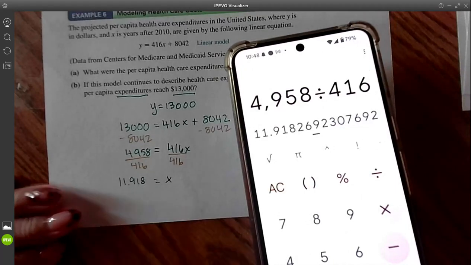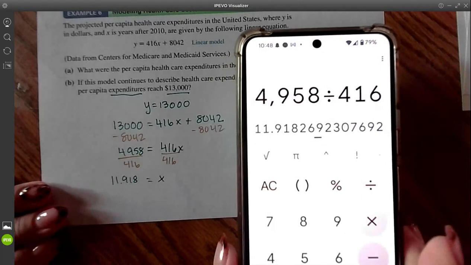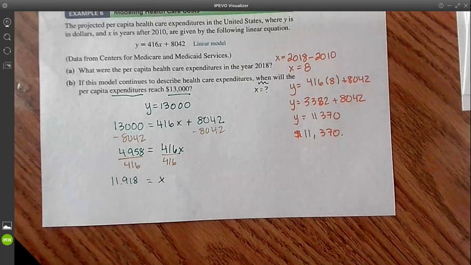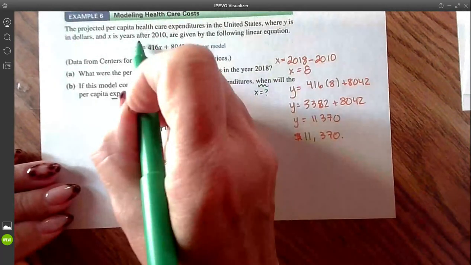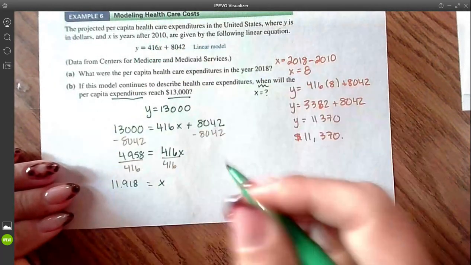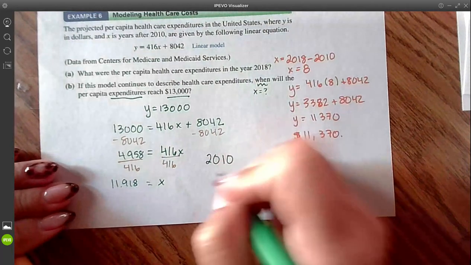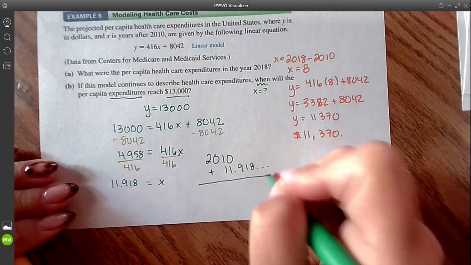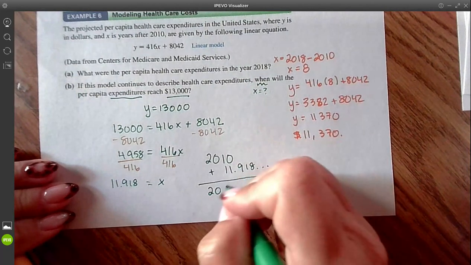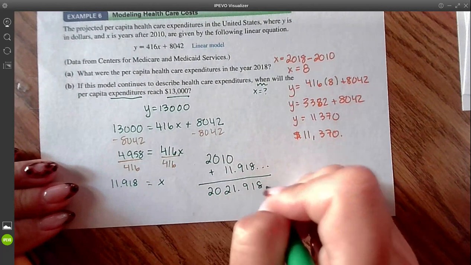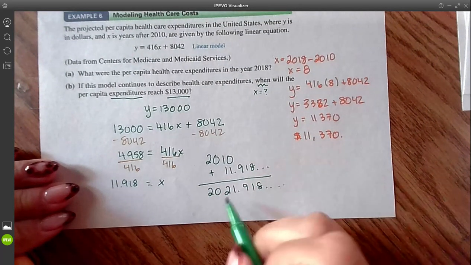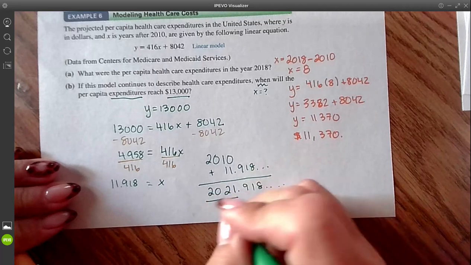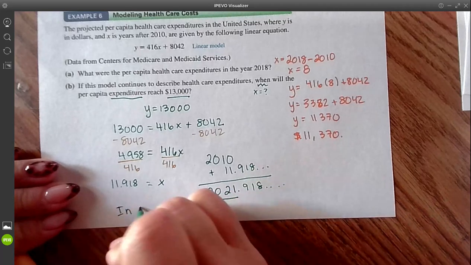So the question does not ask after how many years, it asks in what year. And since X represents the number of years after 2010, 2010 plus 11.918 whatever years would be 2021.918 whatever. But until that rolls over to the next year, this is actually still the year 2021. So this happens in 2021.